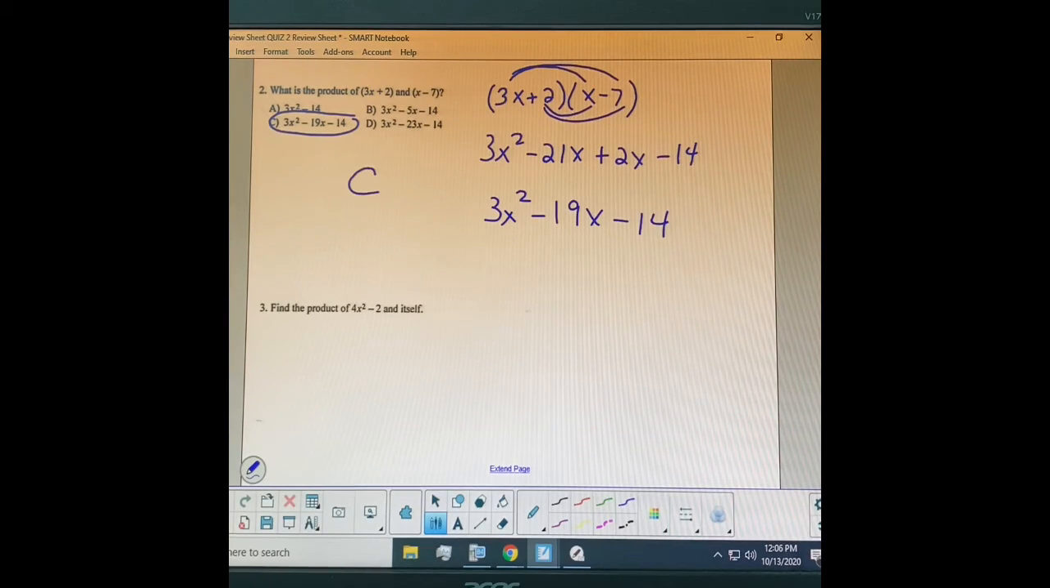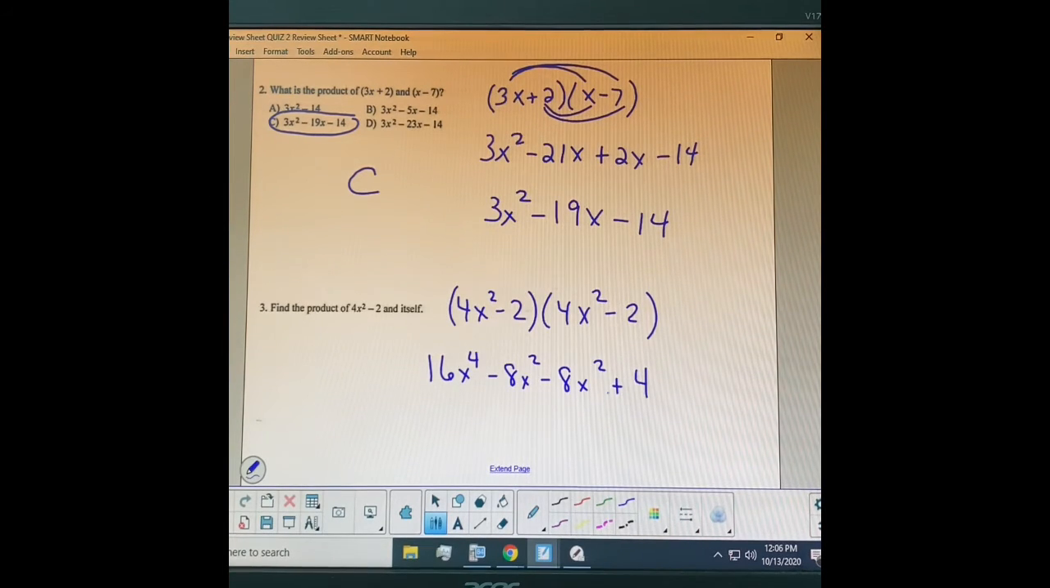Number 3, find the product of 4x squared minus 2 and itself. So you're multiplying two binomials, 4x squared minus 2 times 4x squared minus 2. Multiply that out, combine like terms, and your final answer is going to be 16x to the fourth minus 16x squared plus 4.